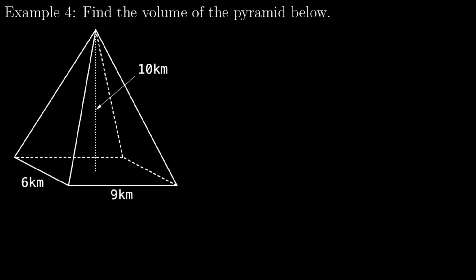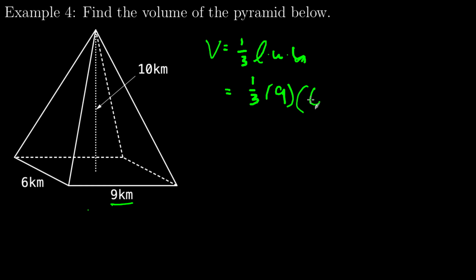Final example. Find the volume of the pyramid below. So it's a pyramid, which means I have a 1/3 length times width times height. Length times width because it is a rectangular pyramid. There's a rectangle at the bottom. So I have 1/3. The length is 9. The width is 6. And the height is 10. 1/3 of 9 is 3. 3 times 6 is 18. 18 times 10 is 180. And the units are kilometers cubed.